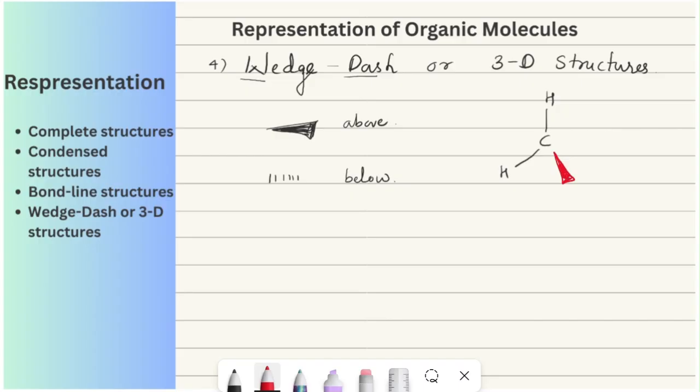The one above the plane is represented as a solid wedge like this, right? The other hydrogen is below the plane, and this is a dashed wedge. That's why this is also called a wedge-dash structure. This is how we represent different molecules. Now what we will do, we'll solve some interesting examples to understand the representation of different organic molecules.